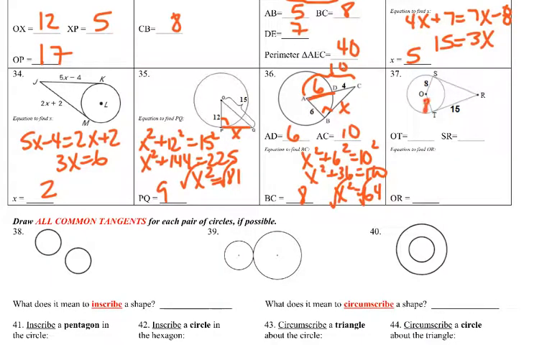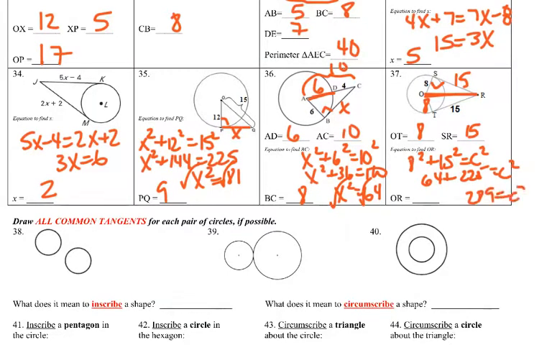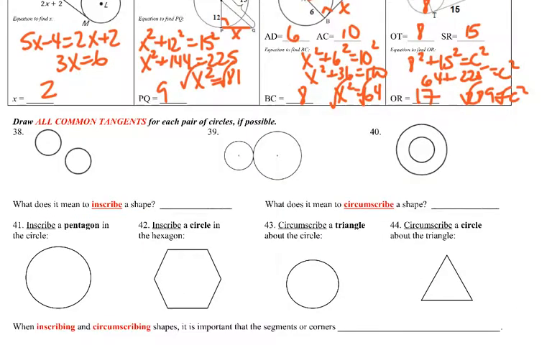Last one here, 8 matches 8, 15 matches 15, and then I guess OR would have to be drawn in, and again, that's a right triangle. OR is the hypotenuse, C squared, and then this turns out to be 289, and the square root of which is, right, 17.